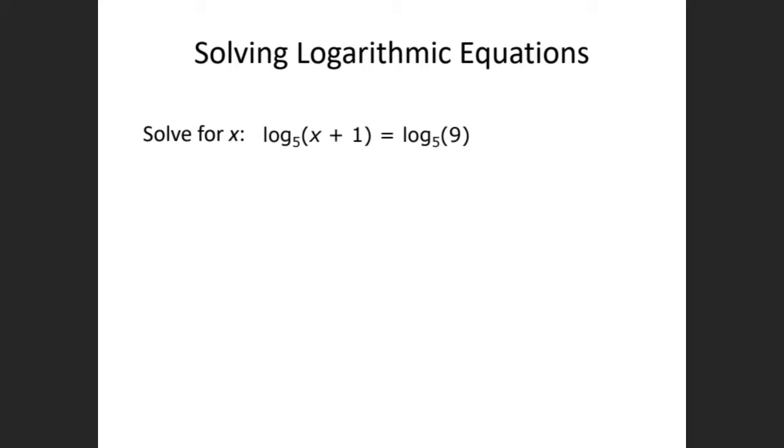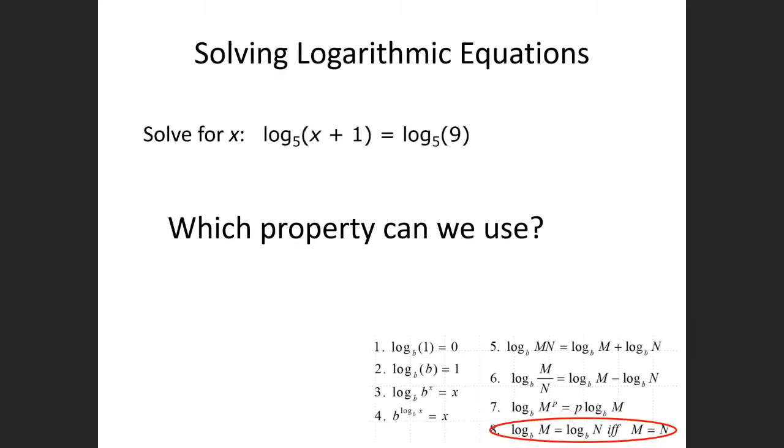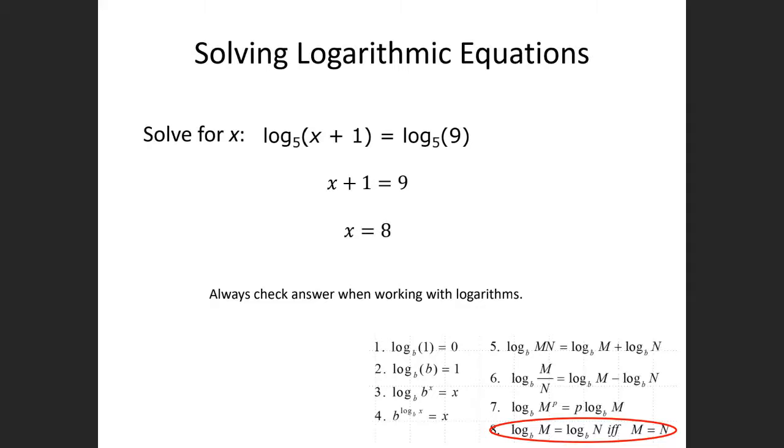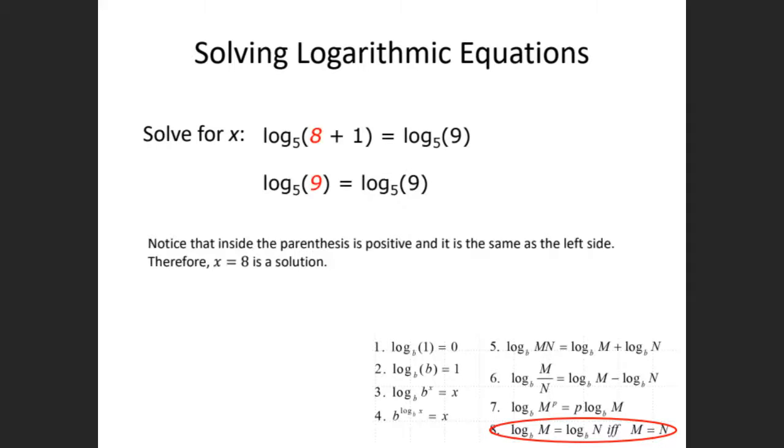All right, so let's look at some examples using our logs. So here we have log of base 5 of x plus 1 is equal to log of base 5 of 9. So on this particular problem, what I can do to solve is use my one-to-one property. I have two logs that are equal to each other. They both have the same base. So in order for these two logs to be equal to each other, the inputs must be equal. So I'm going to set my inputs equal to each other. So it's going to give me x plus 1 is equal to 9. Solving for x, x will be equal to 8. Yes? And again, it's my last property here, which was my one-to-one property. All right.